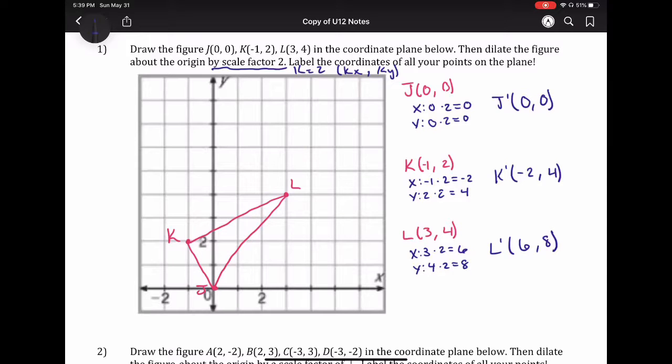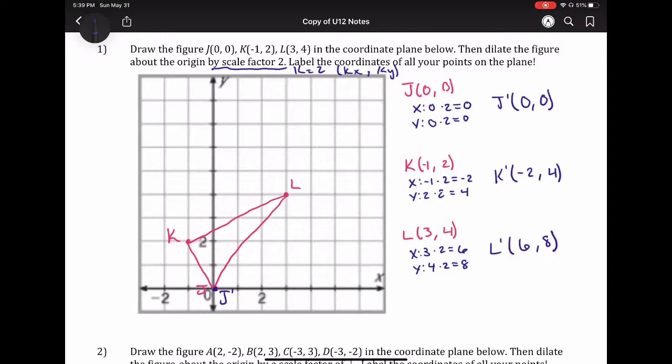Now I'm going to go ahead and plot those points. So my J happens to be in the same spot, so that's my new J. And we are dilating from the origin, which means that the line that the shape is growing on is going to be consistent for the line JK and the line JL because it's stretching from the origin, which is where point J happens to be.